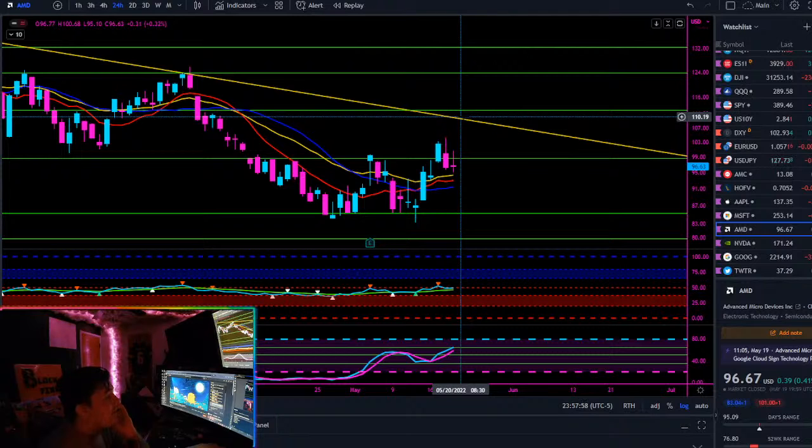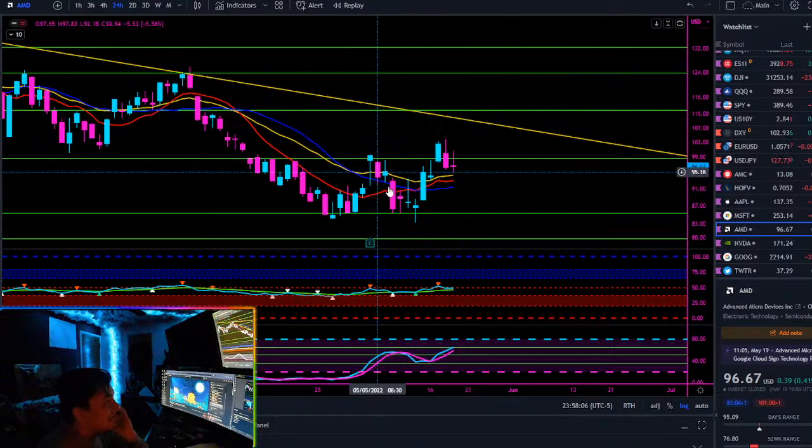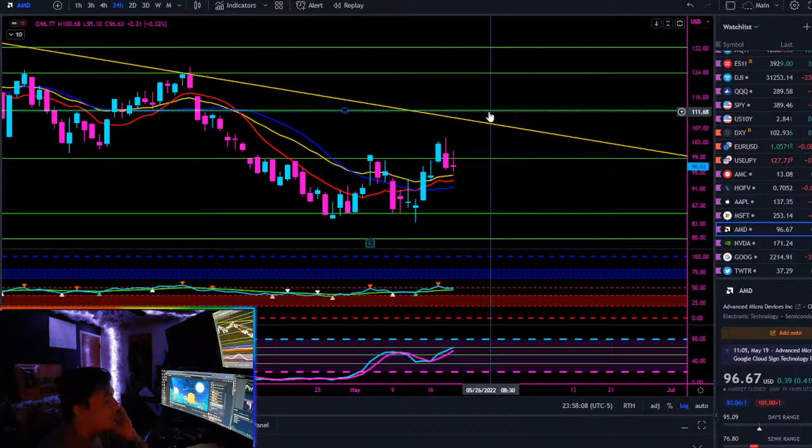And yes, very much also possible to see a test of horizontal resistance right around 112.10, at which point, again, since this is a weak signal, I would absolutely be closing my position. Not financial advice. I'm not a financial advisor. I will never tell you what to do with your trades or investments, but this is what I would do in this current situation with my trade.